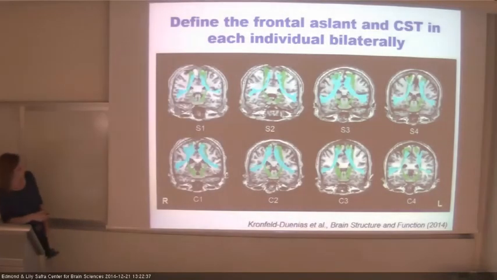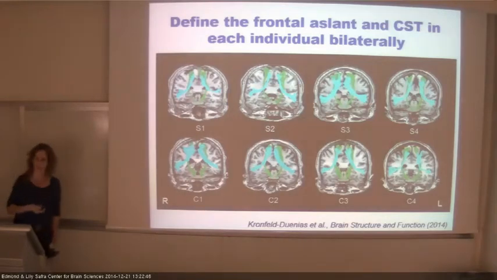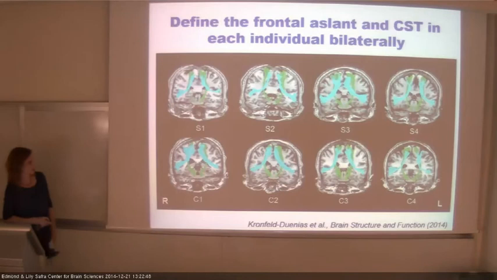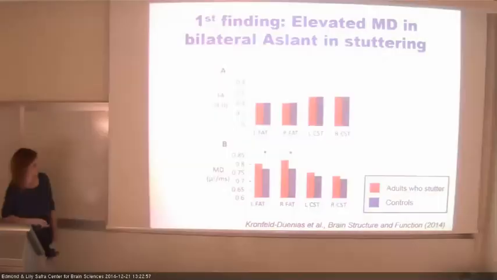This is in 8 individuals in both the left and the right. The ones on the top are stuttering adults. The ones on the bottom are control subjects. I didn't tell you much about how we selected these participants, but in the final analysis, we had something like 15 adults who stutter and 19 controls.